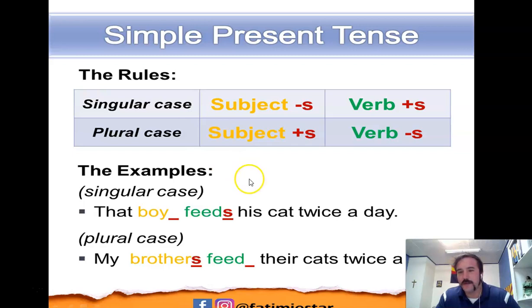Again, I know I told you 3 slides in a row that basically tell the same thing, but you've got to have this nailed down. So here again, now this chart doesn't really help me, but if it helps you, great. These sentences do. Notice the boy, one boy, no S. So the verb does need an S. The brothers, more than one, plural, has an S, so the verb should not have an S. You kind of go in an opposite world here.